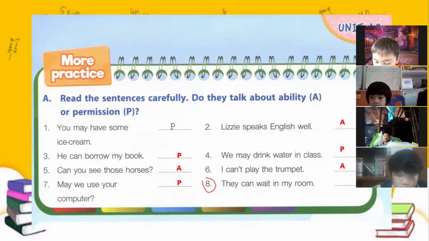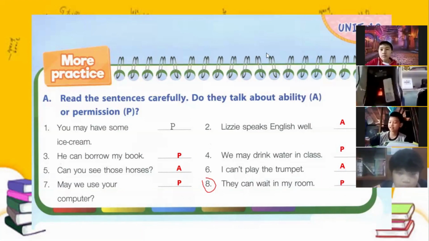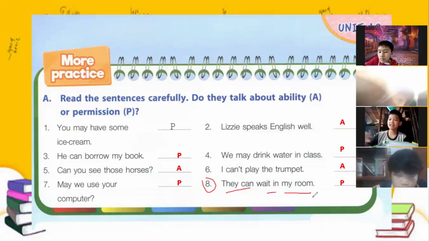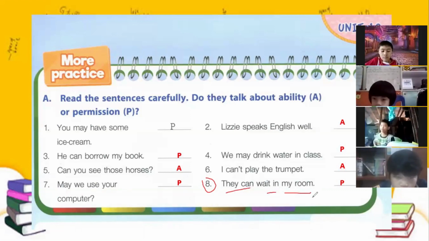Why? Because here they are allowing a person, right? They can wait in my room. Like you allow some person to wait in the room. So you give permission. So sentence number 8 is B, permission. Okay, students, very good. Excellent job.